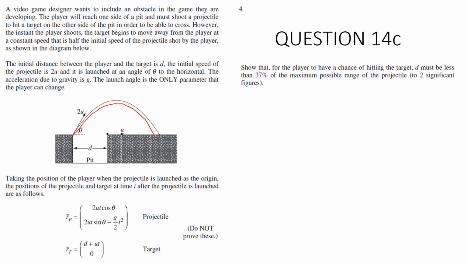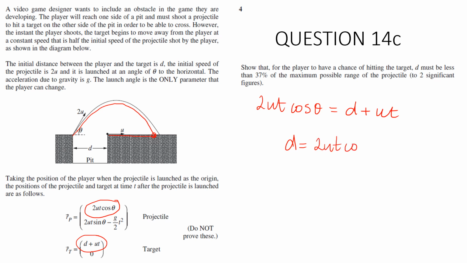Actually, I'm only going to try and find the x coordinate where these two equations meet. So that means equating this and this. So 2ut cos theta is equal to d plus ut, making d the subject. It's equal to 2ut cos theta minus ut, and factorising ut brackets 2 cos theta minus 1.